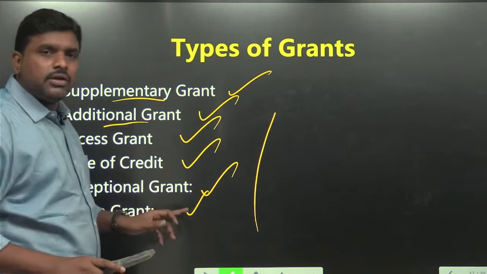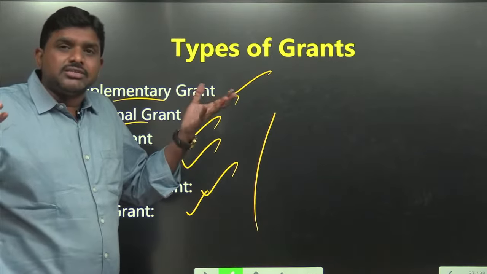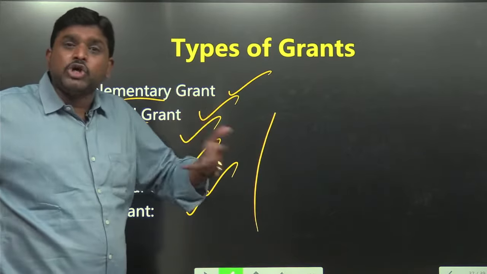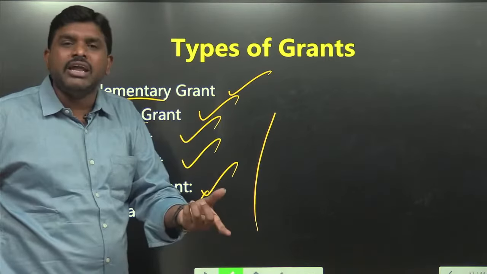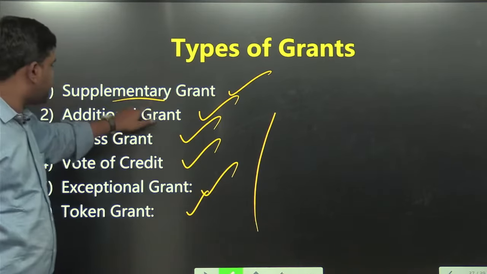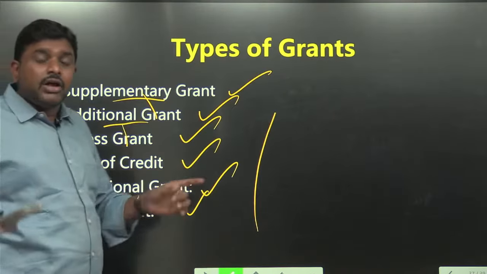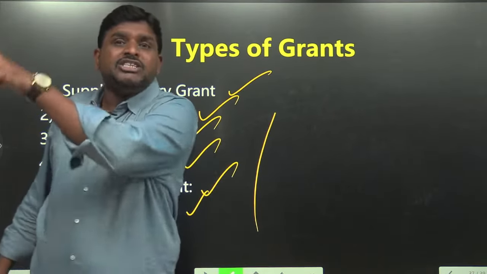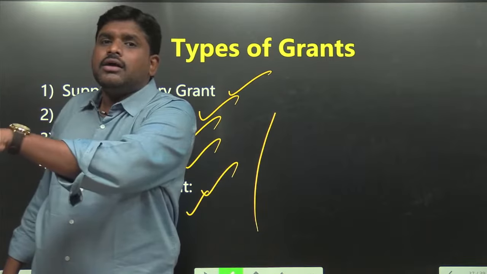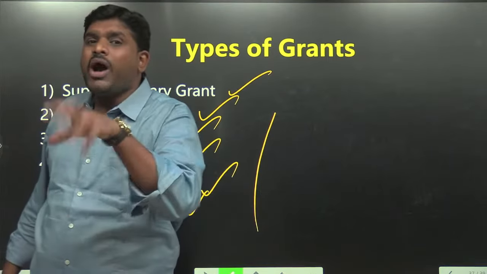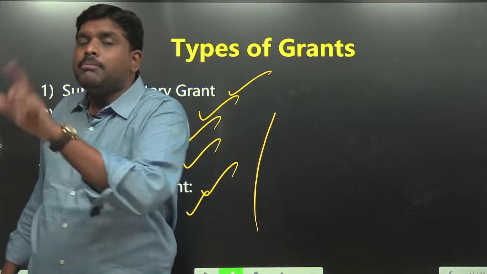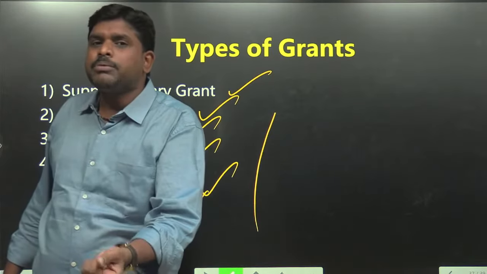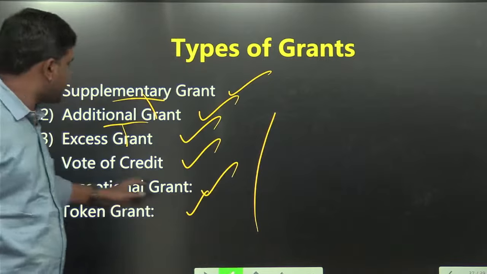Additional grant. Now expenditure has been increased for the same purpose because of inflation, so more money I am taking. It is called an additional grant. Excess grant: this amount was not present in the budget when they allocated, it was not voted earlier, but now I am using it for an extra purpose. It is called an excess grant.